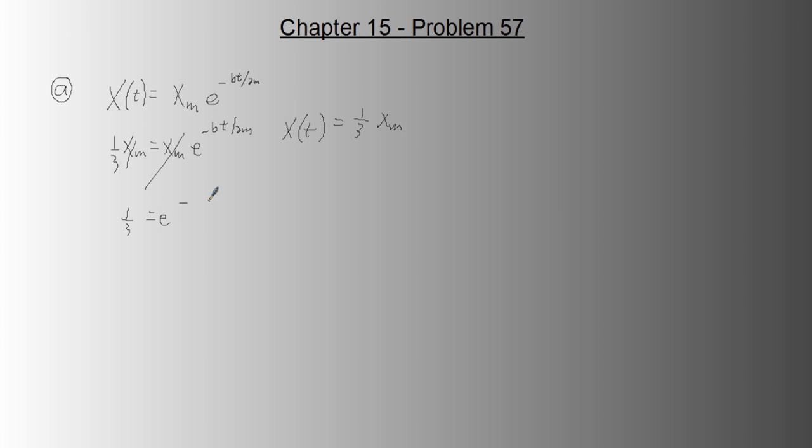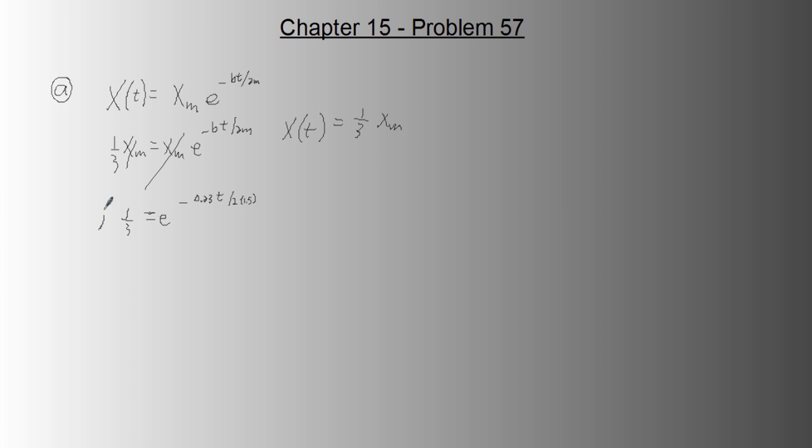Now they give us b, don't they? Yeah, it's 230, although it's in grams. We could convert that to kilograms, so it's actually 0.23, 0.23 times t divided by 2, and then the mass is 1.5. 2 times 1.5. And so we're solving for t.